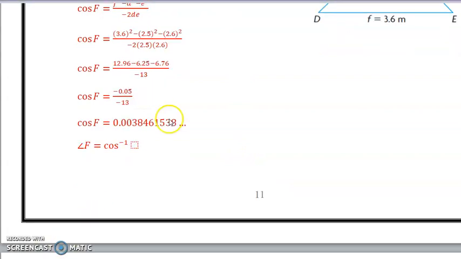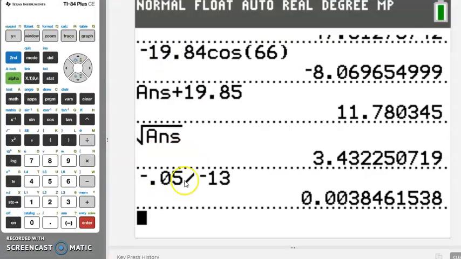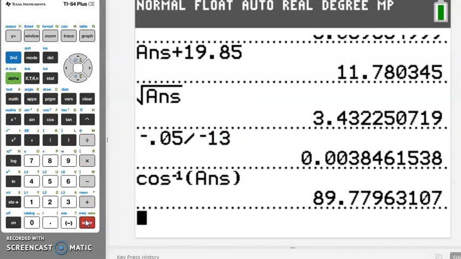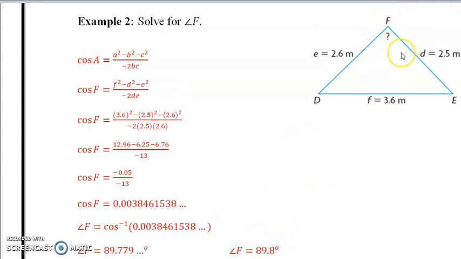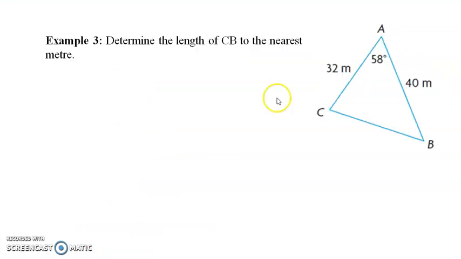Angle F is equal to the inverse cos of this number, this bracket. So I go to my calculator, second function cos, second function answer, and we get 89.77. So we get the angle equals 89.8. So almost a right angle triangle, right? Pretty close. Okay. So let's go to example 3.